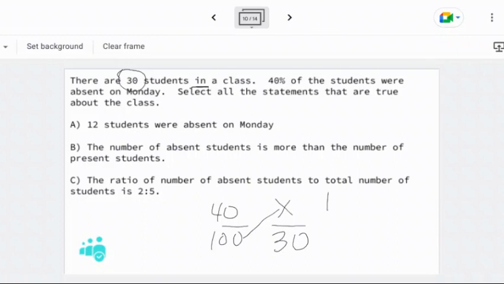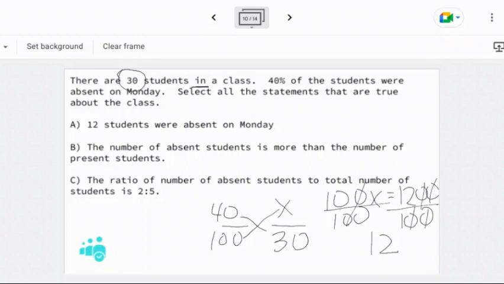So let's figure this out. 100 times x, 100x, equals 40 times 30. Well, 4 times 3 is 12, and 2 zeros. Divide by 100, divide by 100. I get to cross off 2 zeros, so my answer is 12. So 12 students were absent? Yep, true. The number of absent students is more than the number of present students. Well, if there are 30 students in the class and 12 are absent, I can do a subtraction problem. Oh, nope, 18 are present, so that one's not true.